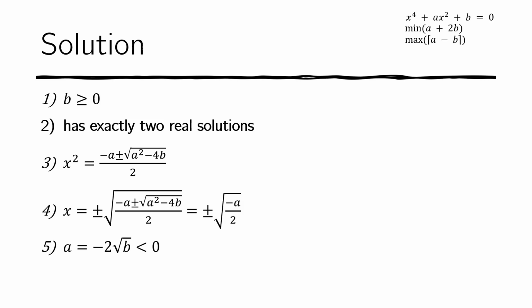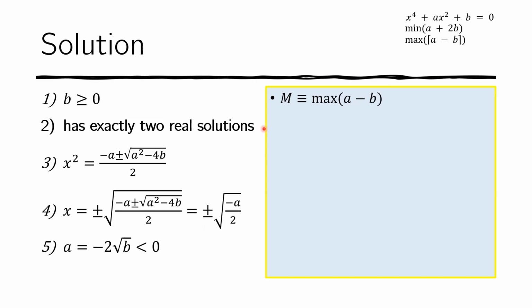Now let's think of the second half of the problem. Again, like what we did for the first half, we're going to use this condition here. Because we're looking at a minus b, we're going to subtract b from both sides of the equation here at number 5. Before we do that, let's first define m to be the maximum of a minus b.